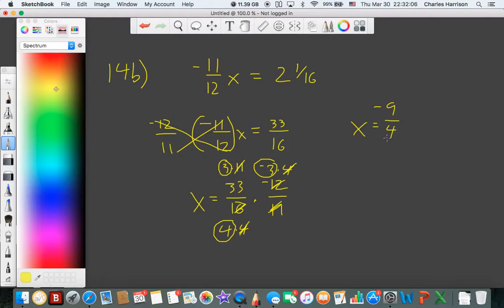And then they probably want us to change it to a mixed number, which we will do. How many times does 4 go into 9? Well, it goes into it 2 times. 2 times 4 is 8, and then what would be left over? Well, it would be 1. So this can be rewritten as negative 2 and 1/4, like so. All right, let's do C now.